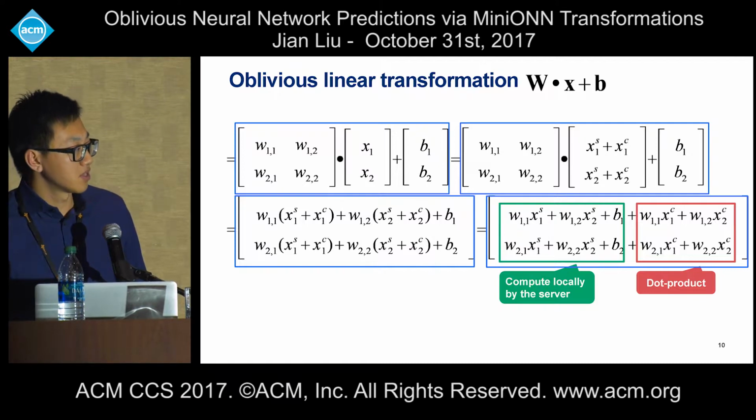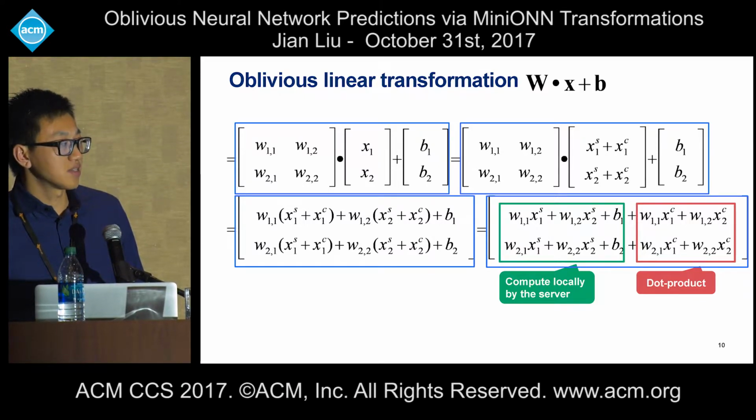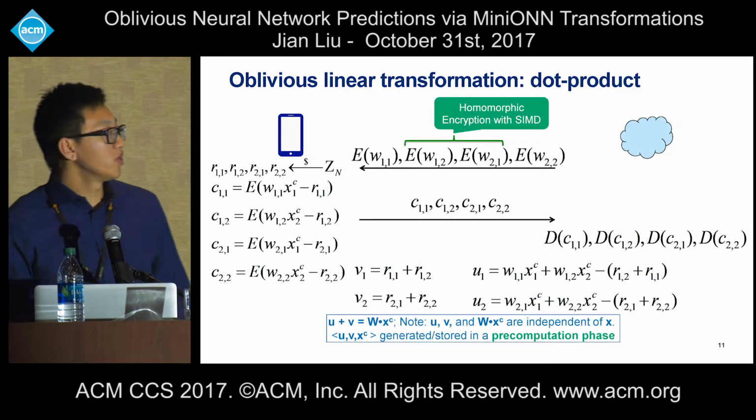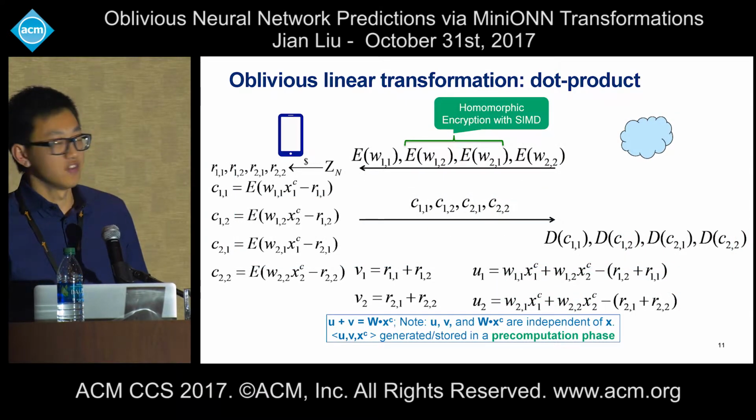But the tricky part is here. W is only known by the server, and xc is known by the client. They need to obliviously calculate the dot product. We develop a protocol for this task.